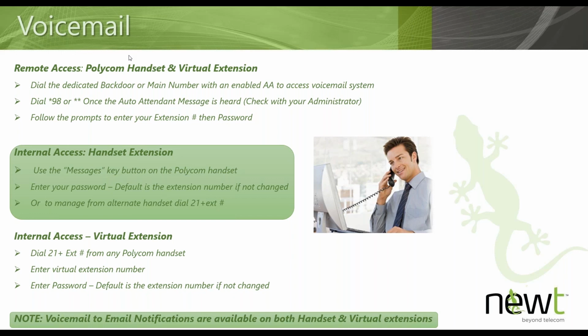Now, you could also do this for a virtual extension. So if you manage voicemail for a group or a virtual extension of some kind, you can do the same thing. 21 plus the extension, dial that into your phone. That's a Newt phone, and enter the 3 or 4-digit extension number, and then it will take you through your password and extension setup, or it'll prompt you for the password.